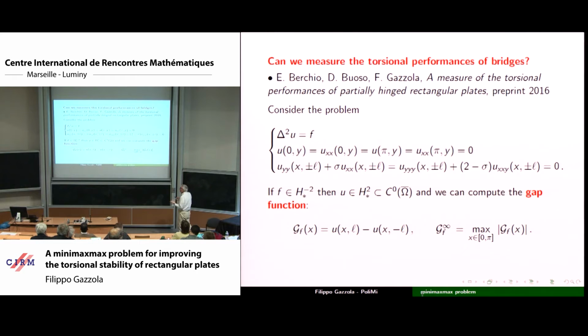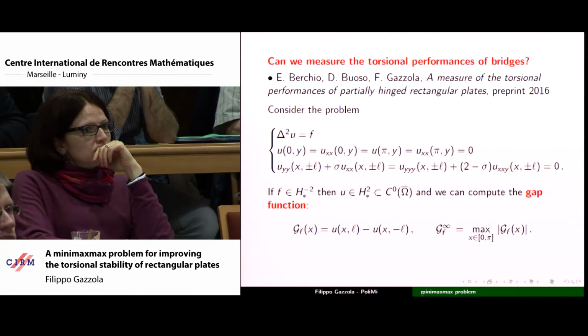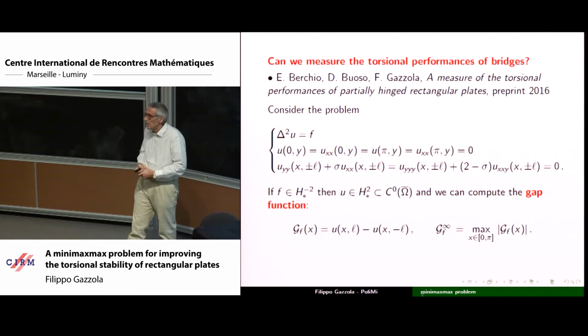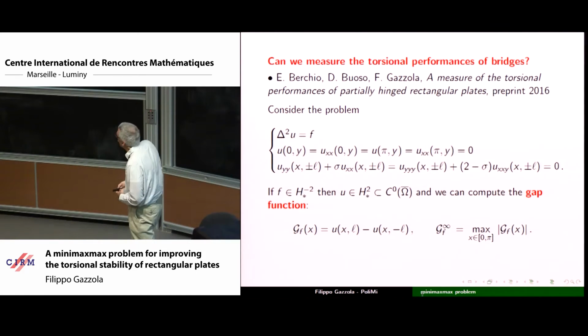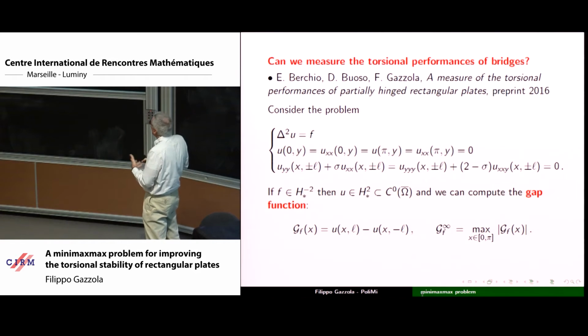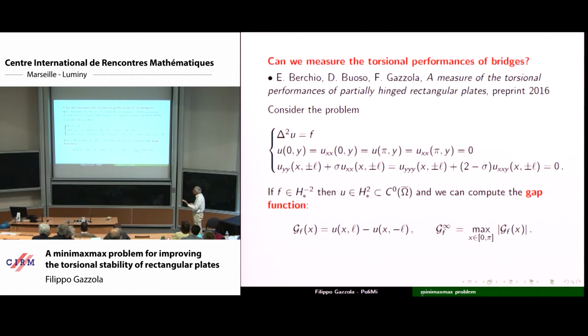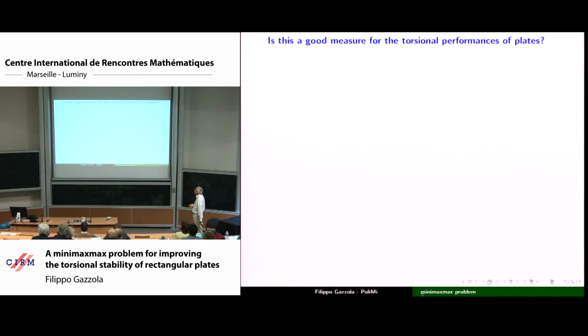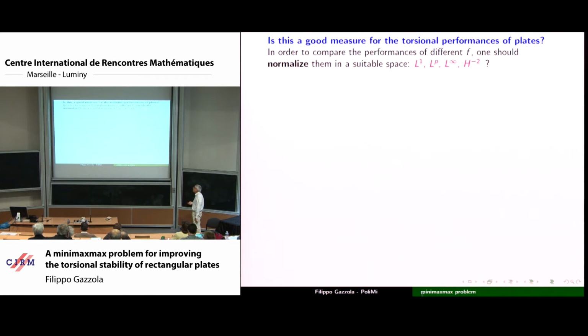Of course, you have nothing similar for second-order problems or in higher dimensions because of this embedding which may fail. H1 does not embed into C0, not even in dimension 2. Okay, so this is our measure for the torsional performance of a bridge. And the first question is, of course, is this a good measure? This is our suggestion. So we made some toy examples to see if this works.